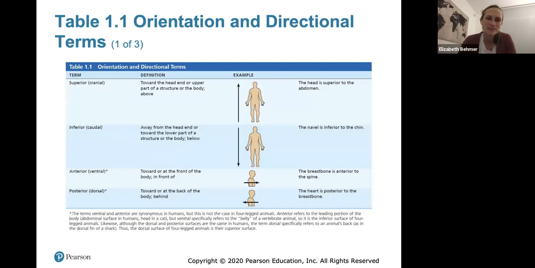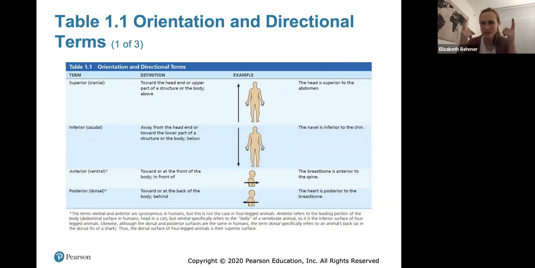So these orientation and directional terms, I test you on this again, because I guarantee if you are writing charts, writing notes as a nurse, a physical therapist assistant, you will be using these orientation and directional terms, I promise, in your careers. So be sure to review these.